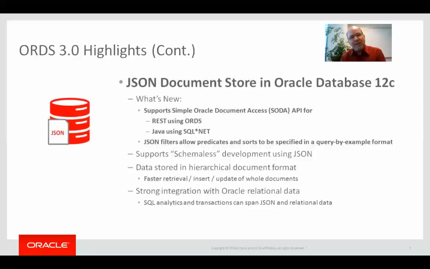And so that's what the JSON document store is all about in Oracle Database 12c. What is new is this simple Oracle Document Access API for REST using ORDS, and also for Java using SQLnet. It also supports JSON query filters to allow predicates and sorts to be specified in a query by example kind of format. But the key thing that it does is it supports schema-less development using JSON.